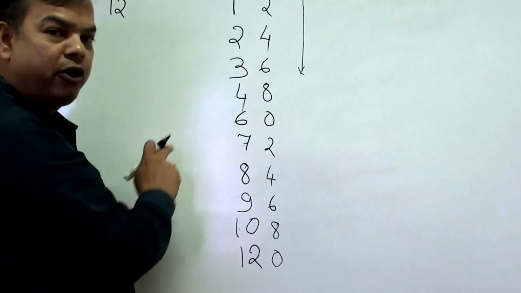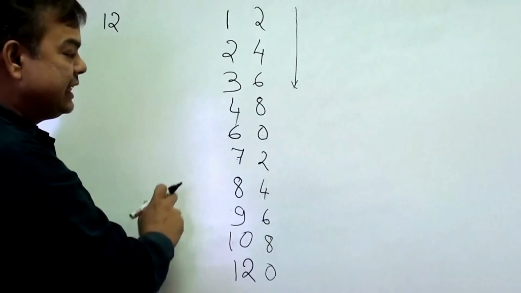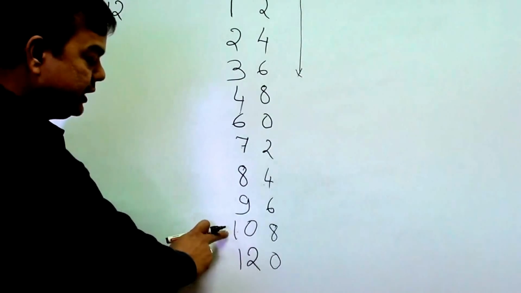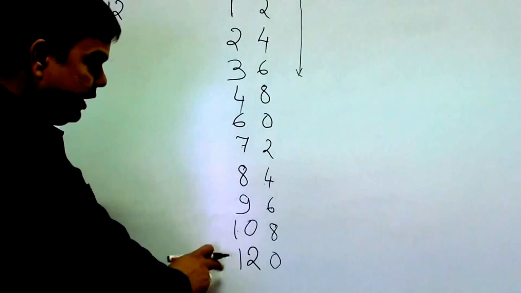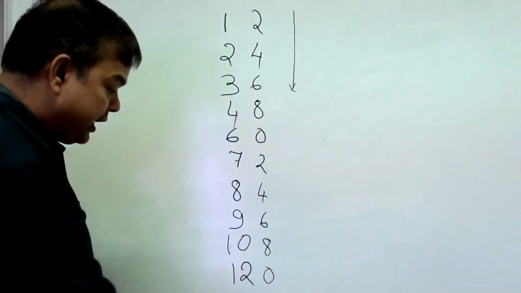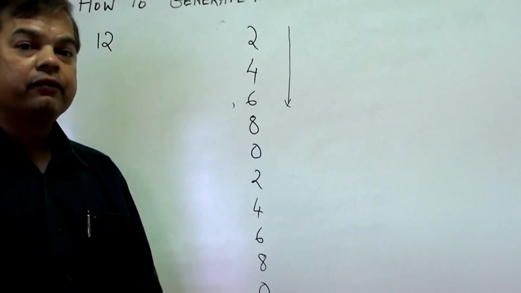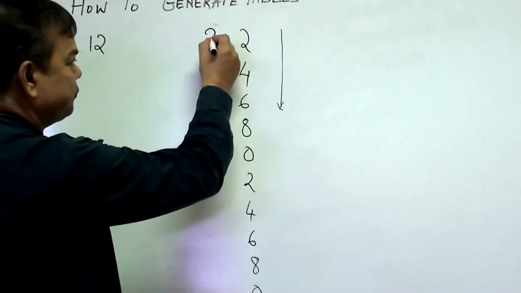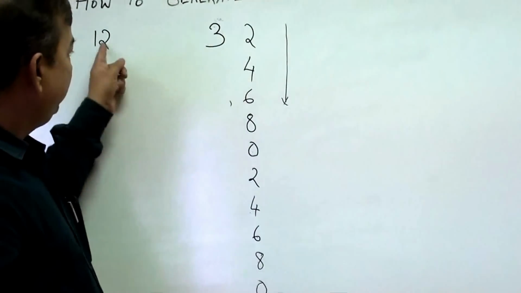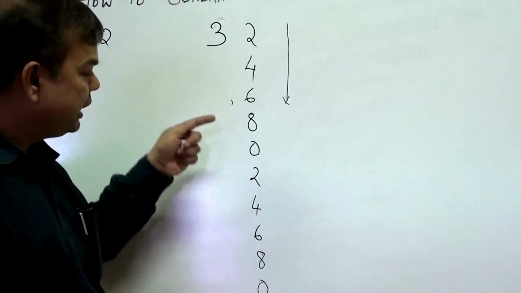So 12 ones are 12, 12 twos are 24, 12 threes are 36, 12 fours are 48, 12 fives are 60, 12 sixes are 72, 12 sevens are 84, 12 eights are 96, 12 nines are 108, and 12 tens are 120. So if you want to generate the table instead of 12, let's say, for 32, in this case the unit number will remain the same, because in the unit place it is 2. So you just write 2 on the 2, 2 twos are 4, 2 threes are 6, 2 fours are 8, like that.